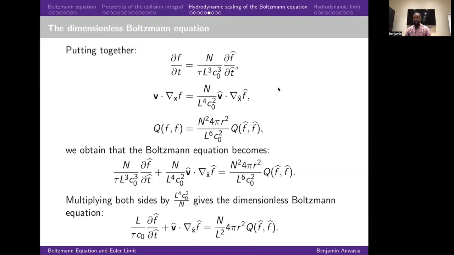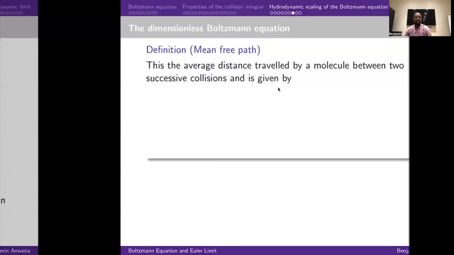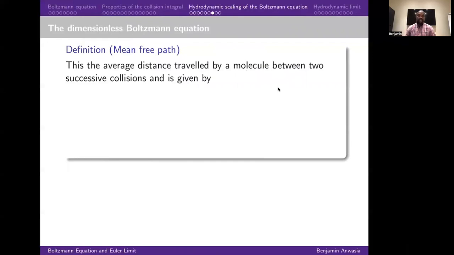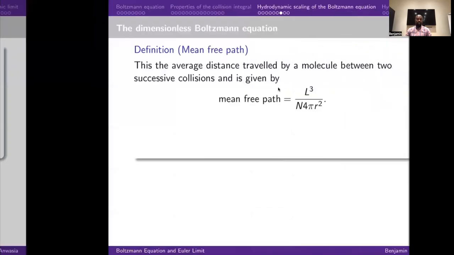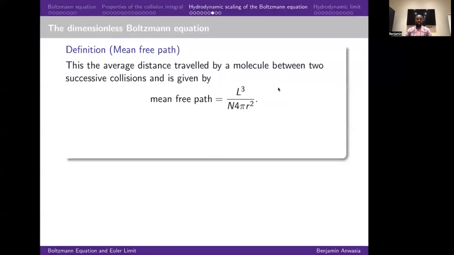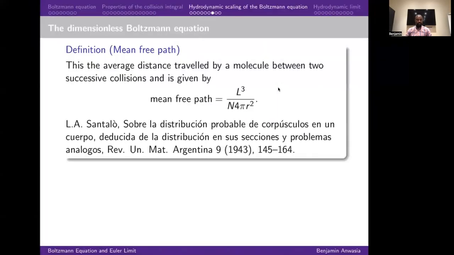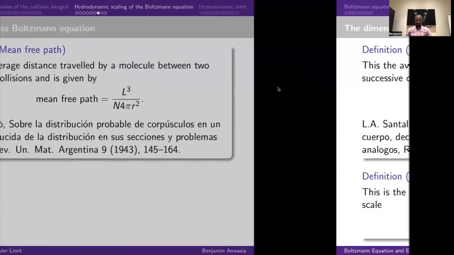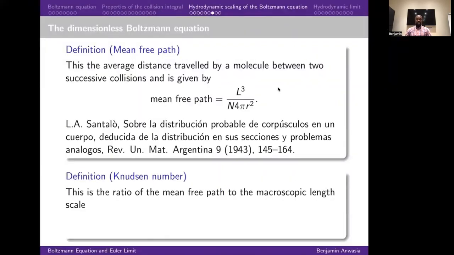All right. So now, the mean free path is the average distance traveled by a molecule between two successive collisions, and it is given by the following formula. The mathematical justification of this formula for the mean free path can be found in the following paper. Now, using the definition of the mean free path, we introduce a dimensionless variable called the Knudsen number, and it is the ratio of the mean free path to the macroscopic length scale. The Knudsen number is denoted by Kn, and it is defined as follows.